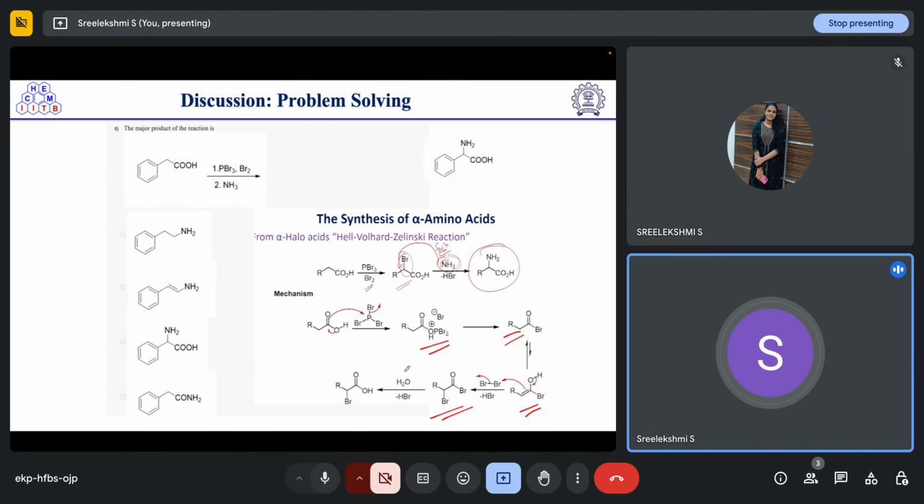And then what is happening in the presence of H2O, HBr elimination is happening to form here OH, that is Br will get substituted with this hydroxyl group. So this is an example for Hell-Volhard-Zelinsky reaction.